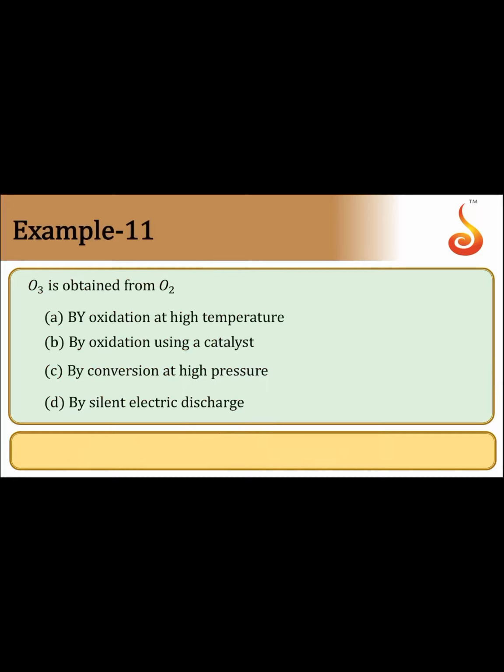So here the answer for this question: O3 is obtained from O2 by silent electric discharge.